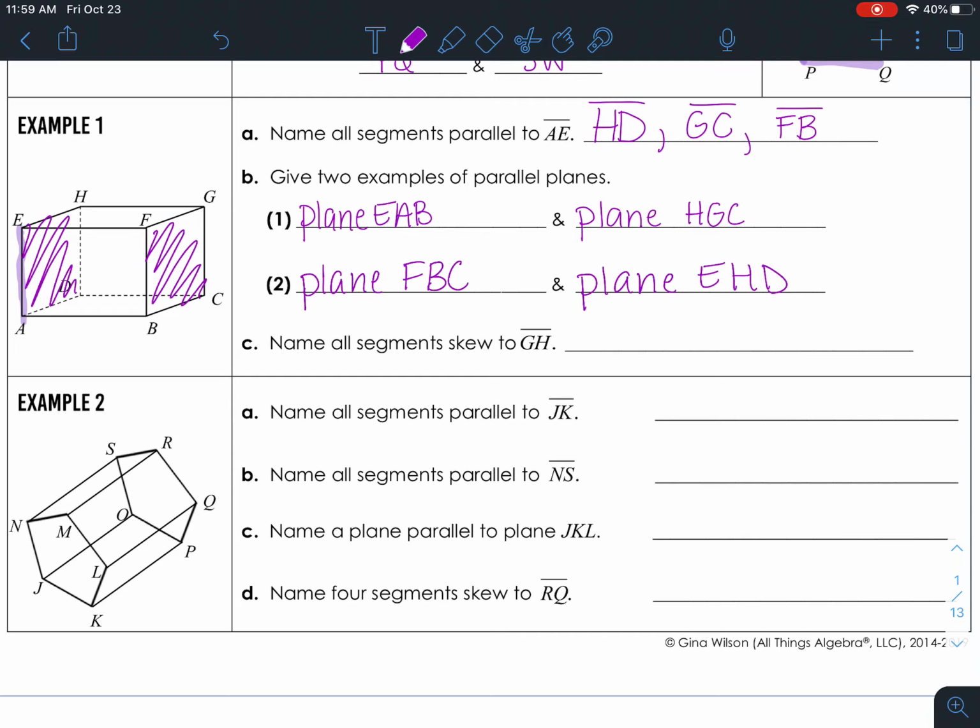All right, last part of this question is they want us to name all segments skew to GH. So let's find out here where GH is. GH is right here, this back line. Okay, so we want everything skew to that. So one thing that's going to be skew is going to be FB right here. Another skew one is going to be AE right there. Another skew will be this BC. And finally, AD.